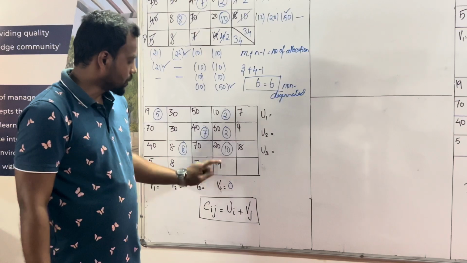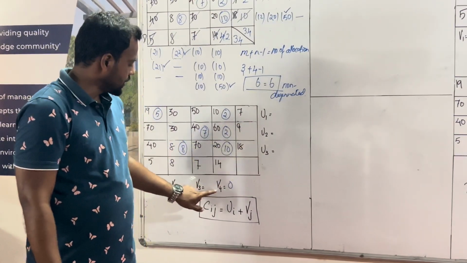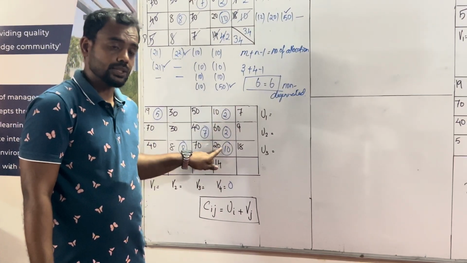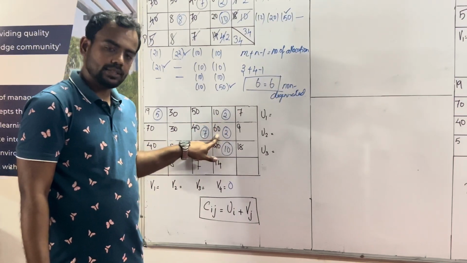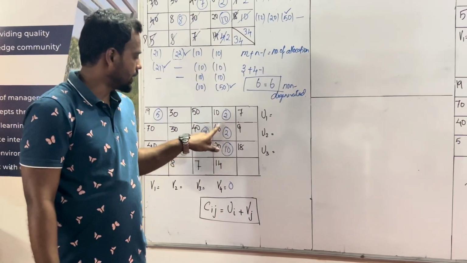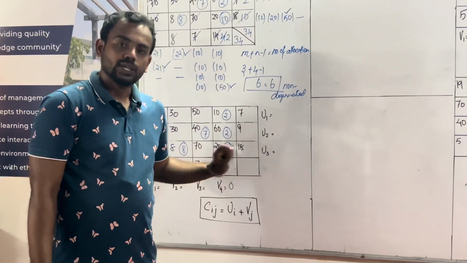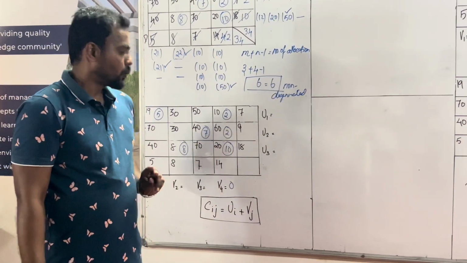Okay. So based on this you can find out U1, U2, U3. How it is? Say in this column you have to see where and all you have the allocation. So here you have the allocation at 10, you have the allocation at 60, you have allocation at 20. So all the 3 rows you have the allocation. So straight away you can find out U1, U2 and U3. Just by substituting in this formula you can find out the value.